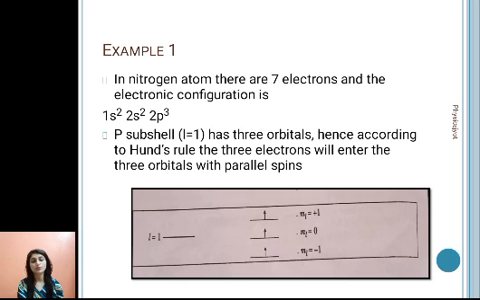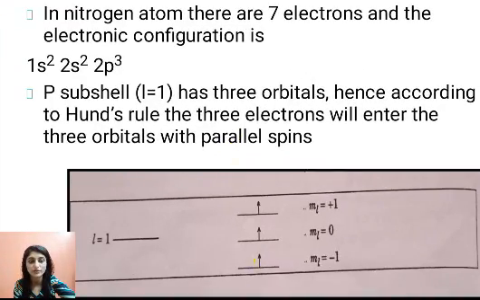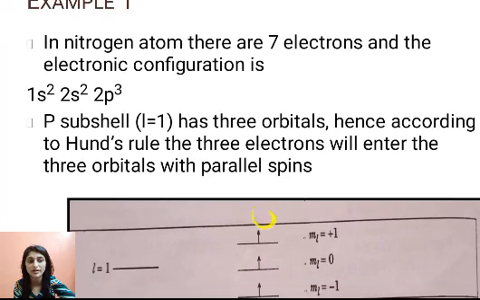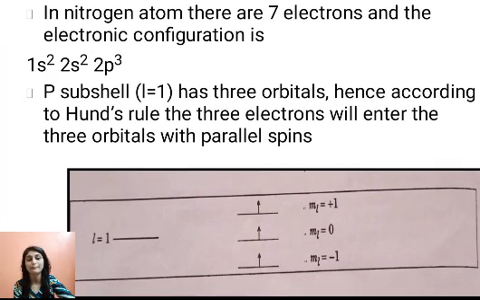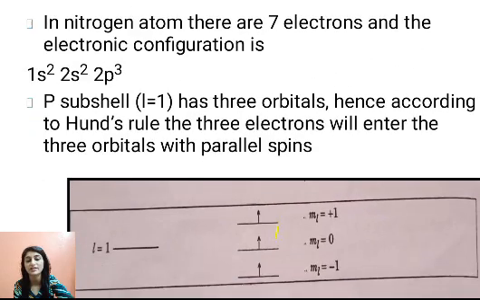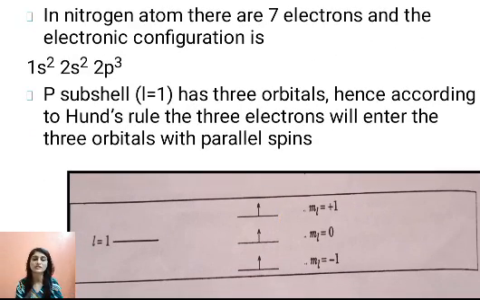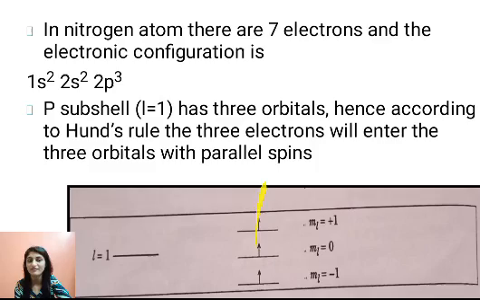According to Hund's rule, the 3 electrons will enter the 3 orbitals with parallel spins. The first electron will go here, the second electron here, the third electron here. It will not happen that one electron comes here and another electron pairs with it. Pairing is not happening because they have a tendency to remain unpaired. And as all the 3 electrons are unpaired, naturally they have parallel spin.